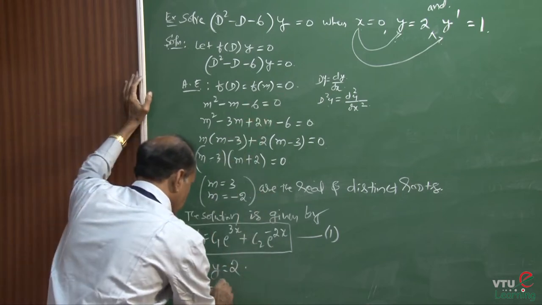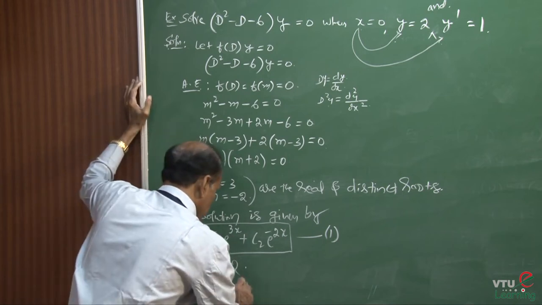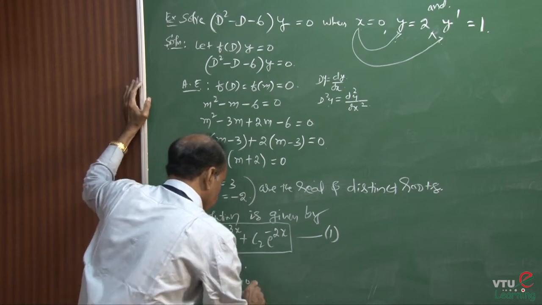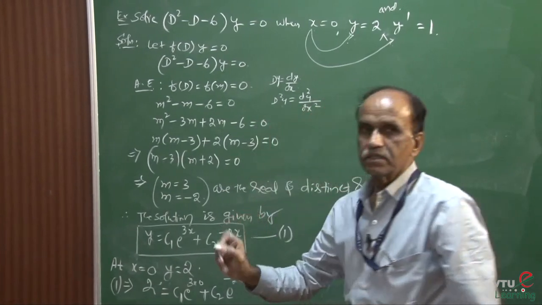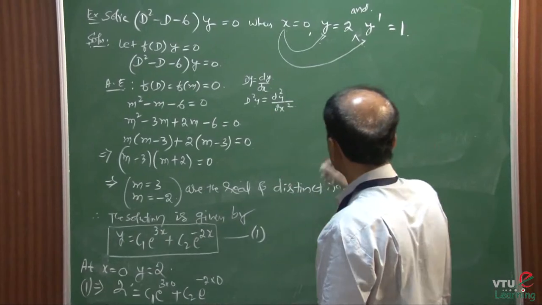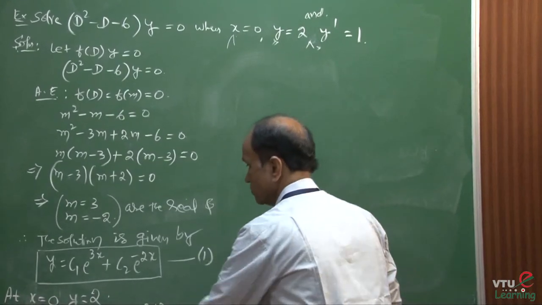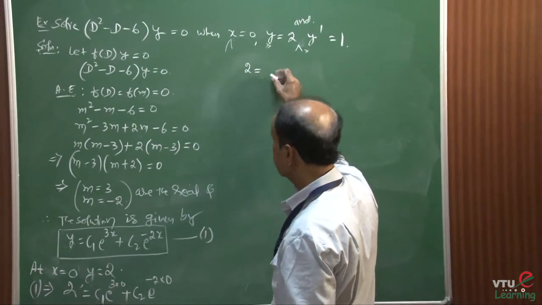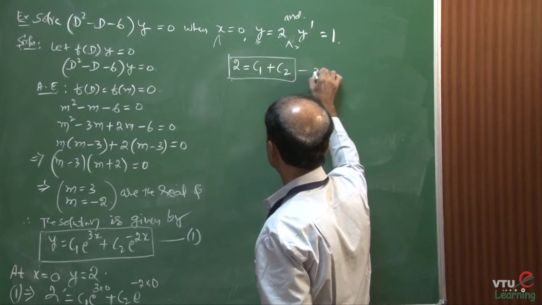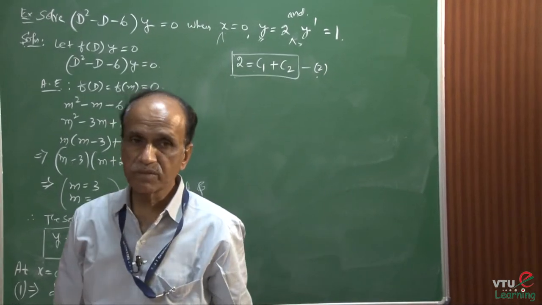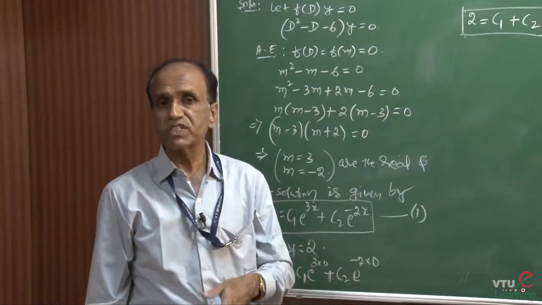Then right side, it is equal to c1 e to the power, that is x equal to 0, e to the power 3 into 0 plus c2 e to the power minus 2 into 0. Then what is the simplification you will be getting here? That should be left side 2 as it is and right side it is c1 plus c2. Call this equation as 2. Still from this equation we cannot calculate one among those two constants, but constants will remain as constants only in the equation.